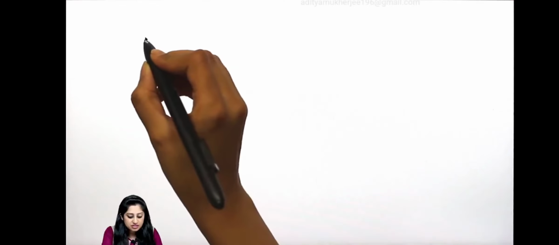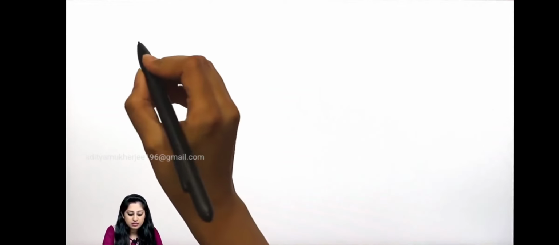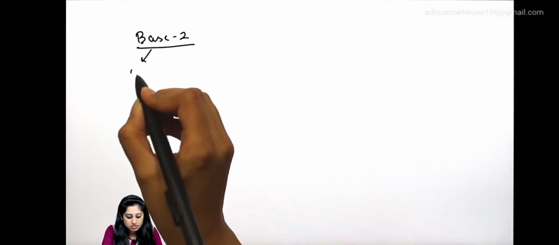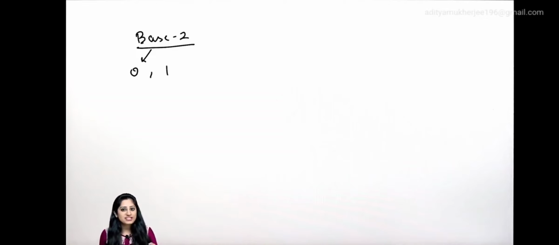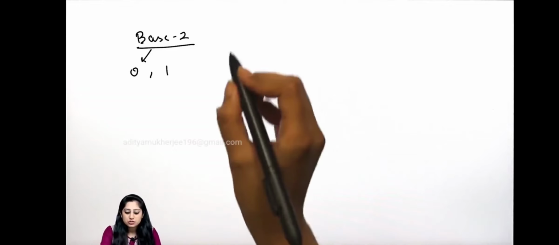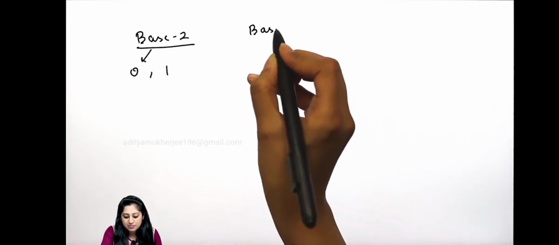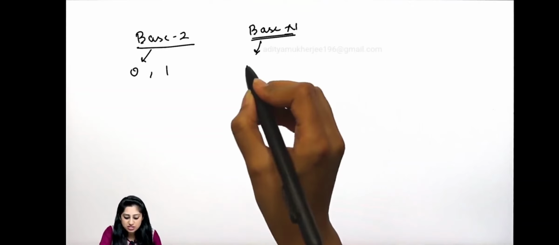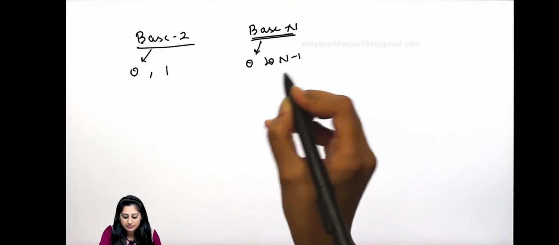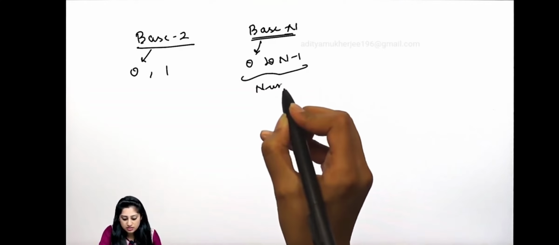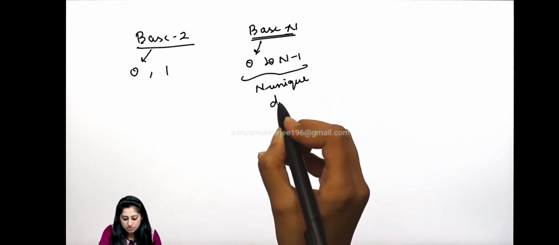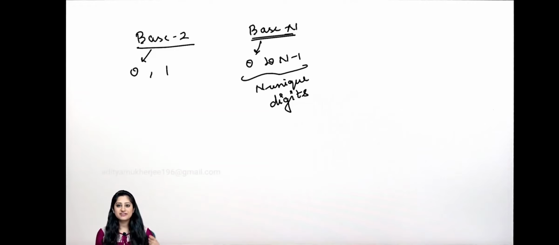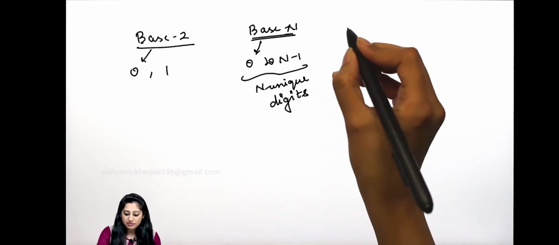So what exactly is it? The binary number system is a base 2 number system, right? It has two digits, 0 and 1, and we call these two digits bits, right? Generally, any base n number system has digits from 0 to n minus 1, n unique digits. So there are a total of n unique digits, and those n unique digits range from 0 to n minus 1.